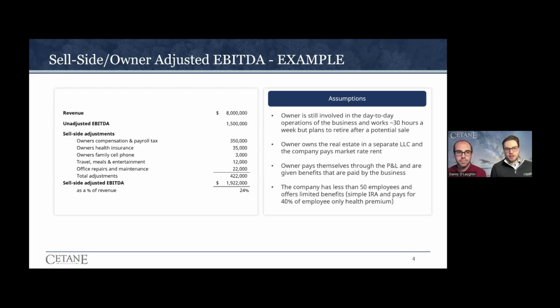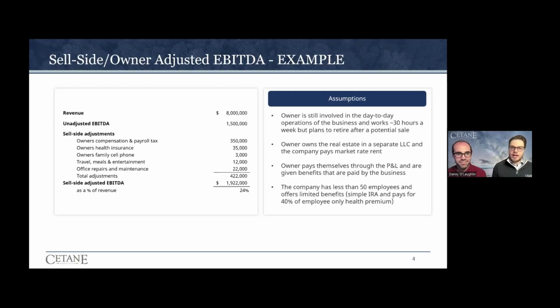And then moving on to travel, meals, and entertainment. Again, these are those personal expenses or one-time expenses that I'm talking about. Whether it's vacations that I'm running through the business, meals, entertainment, whatever it is. These are all personal expenses that I ran through the business and I didn't use for business purposes. And that's why I'm adding back that $12,000.